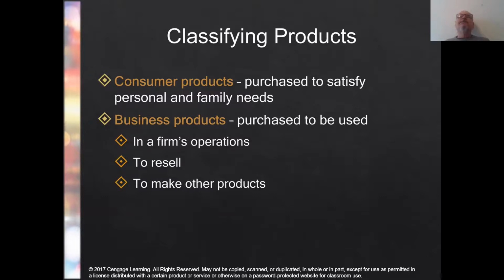If it's like raw materials, if you're a furniture manufacturer, that would be maybe wood and cloth and steel, or maybe you're buying products to resell, or maybe you're buying products to make other products. So a bunch of different ways you can use products, but I want you to know the two broad classifications: consumer products versus business products. So a lot of good information in chapter 10.